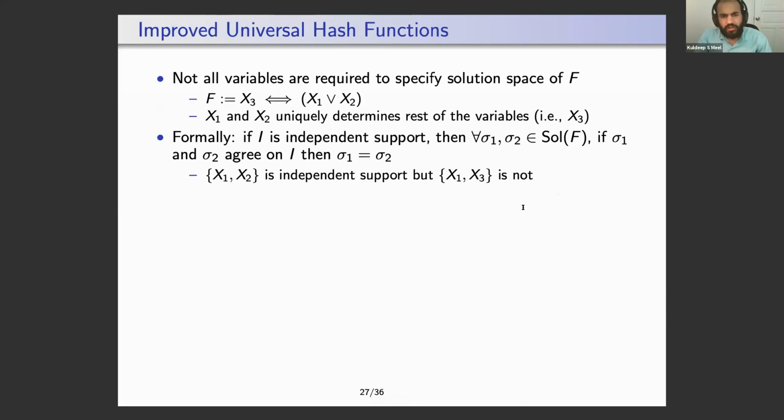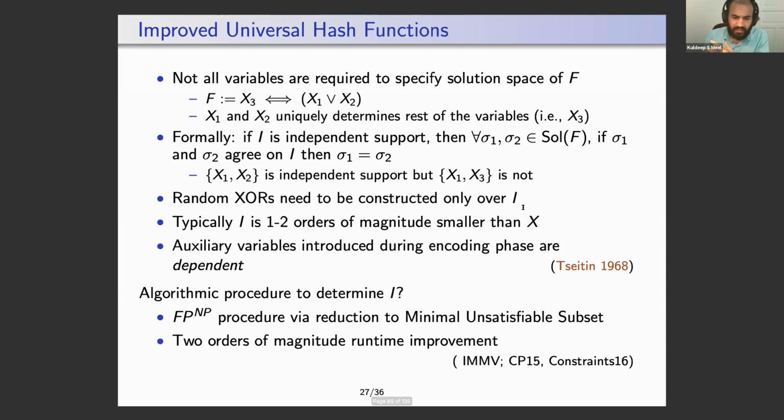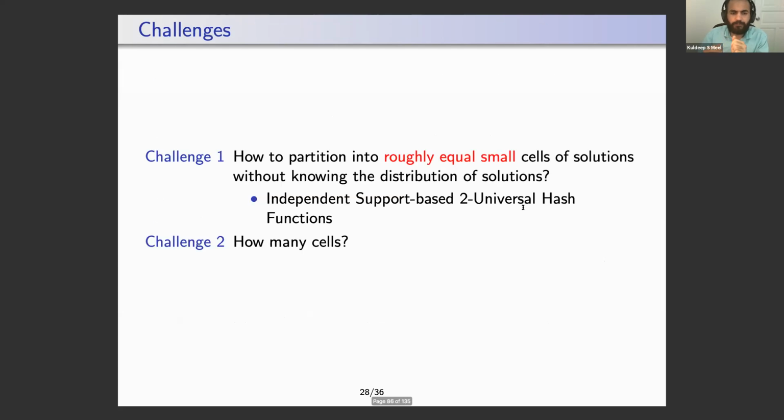I won't have time to go into more details, but one quick idea that we were able to use is to say that, well, we don't really require all the variables to specify the solution space. So we can just concentrate on a subset of variables. The key question was how do we find this subset of variables? For that, we proposed a process that reduces the problem of independent support to that of minimal unsatisfiable subset. It's another known problem, and this can really lead to a strong improvement in the runtime.